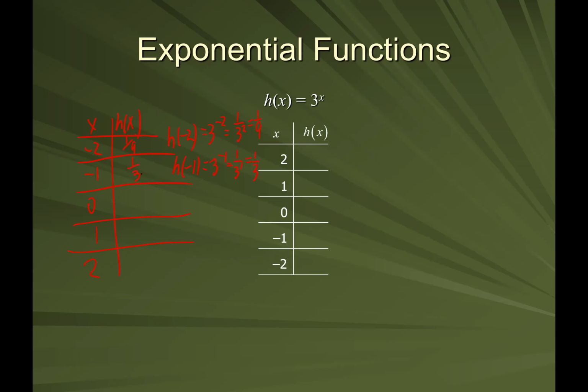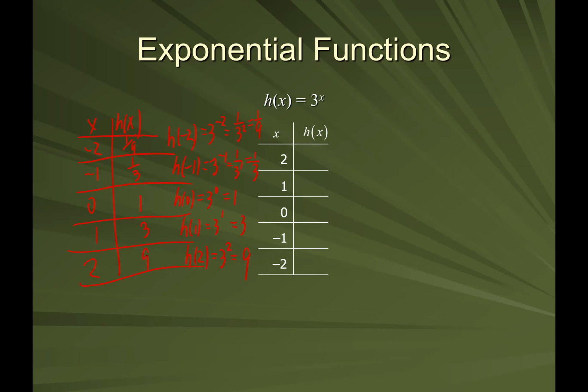Okay. And then h of 0 is 3 to the 0 power, which becomes 1. Any number raised to the 0 power is always 1. Okay. And then h of 1 is 3 to the first power, that's 3. Okay. And then h of 2 is 3 to the second power, that's equal to 9.